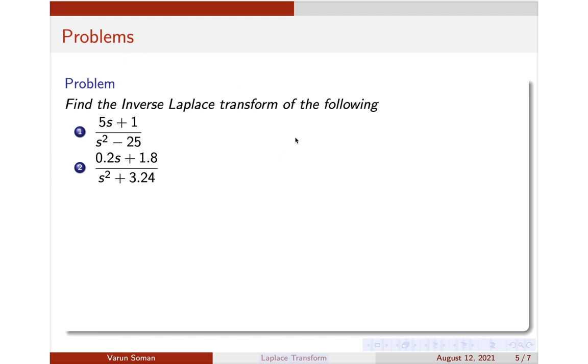Moving on to the next question. It's a similar question like this, so you can do it yourself. It is just like s by s square plus a square. Your a is actually the root of 3.24, and it is 1.8 because 18 square is 324. So from that you can know that a is 1.8 here. So it is s by s square plus a square plus a by s square plus a square. Very straightforward question. Please try to do it.